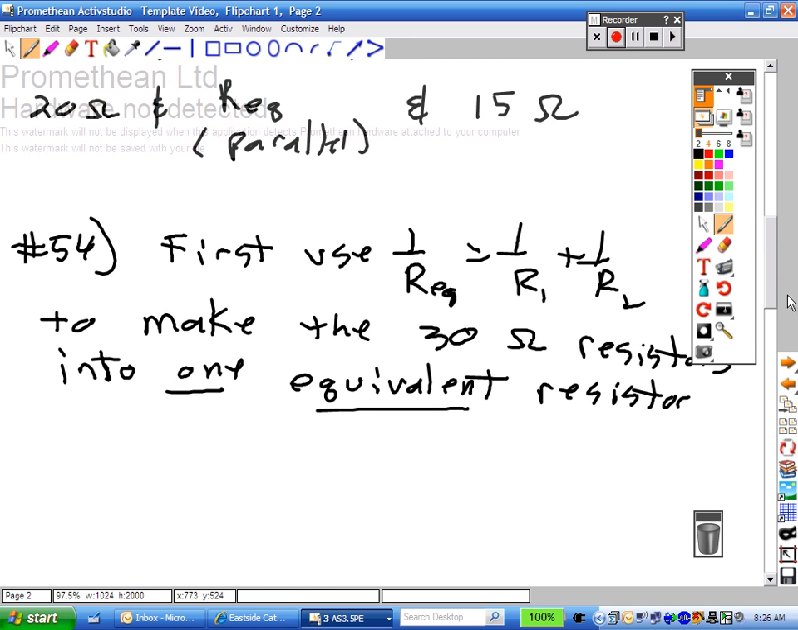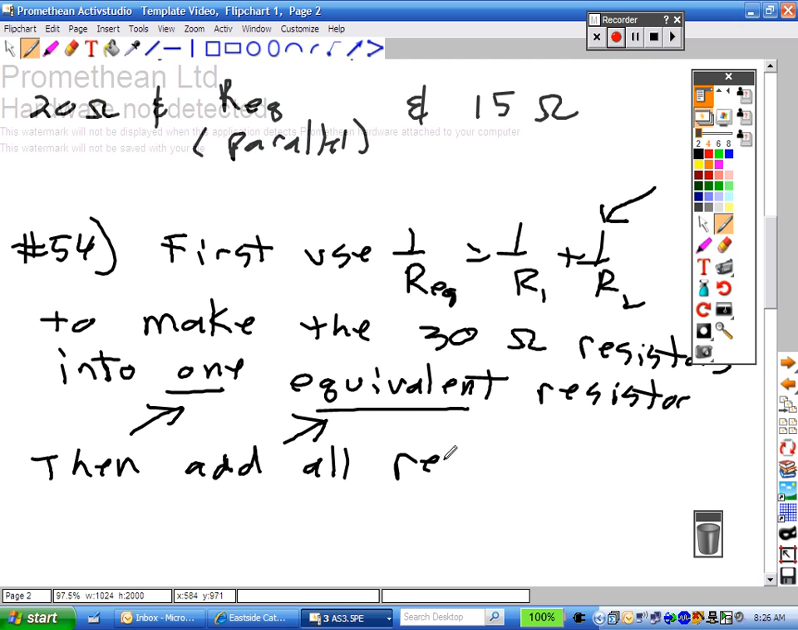Great, let's look at number 54. Well, again, as you're getting used to, we are going to use the equivalent resistance rule for a parallel circuit. The 30 ohm resistors can be combined to make one equivalent resistor. When you're finished with that, then you have a simple circuit, and you can add all the series resistors together.